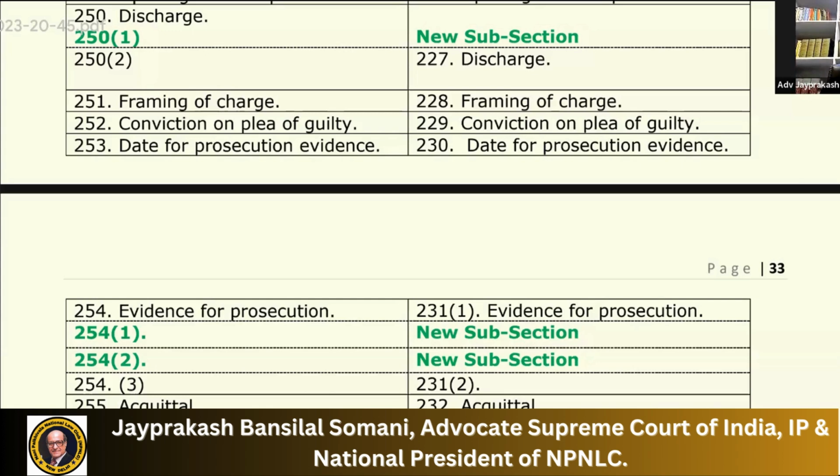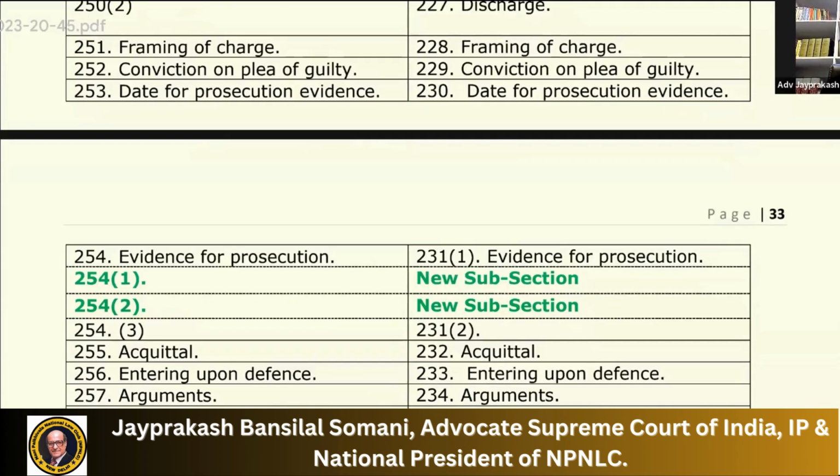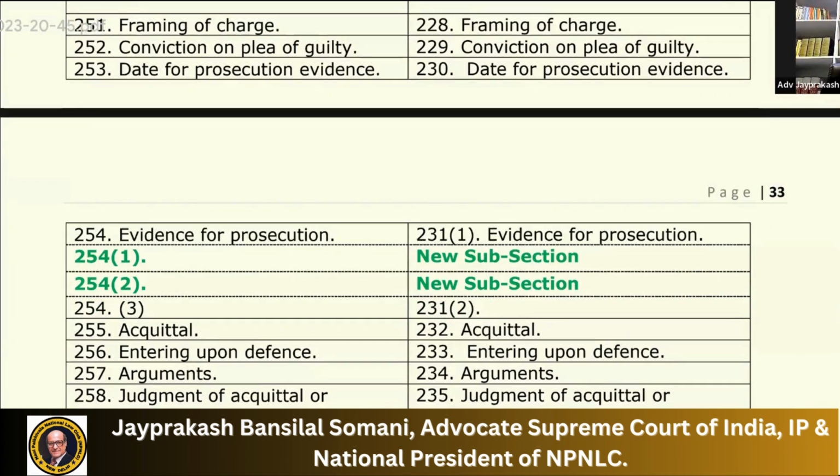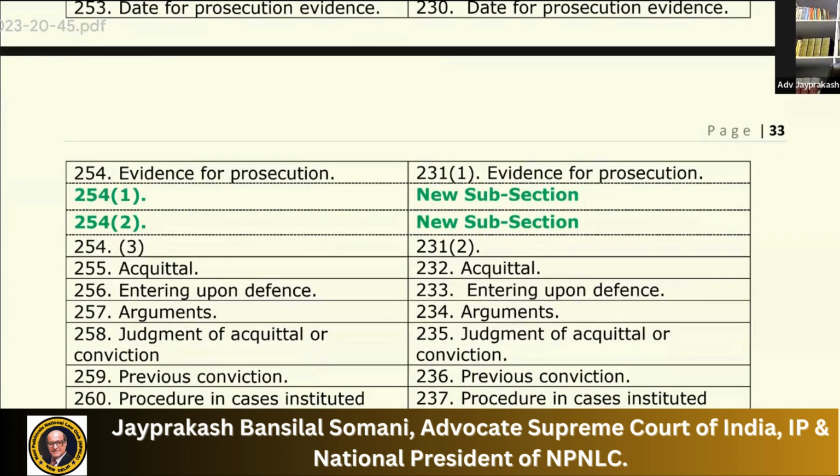Section 251 of BNSS, framing of charges. Its earlier section was CrPC 228. BNSS section 252, conviction on plea of guilty. Its earlier section was CrPC 229. BNSS section 253, date for prosecution evidence. Its earlier section was CrPC 230. BNSS section 254, evidence for prosecution. Its earlier section was CrPC 231(1).